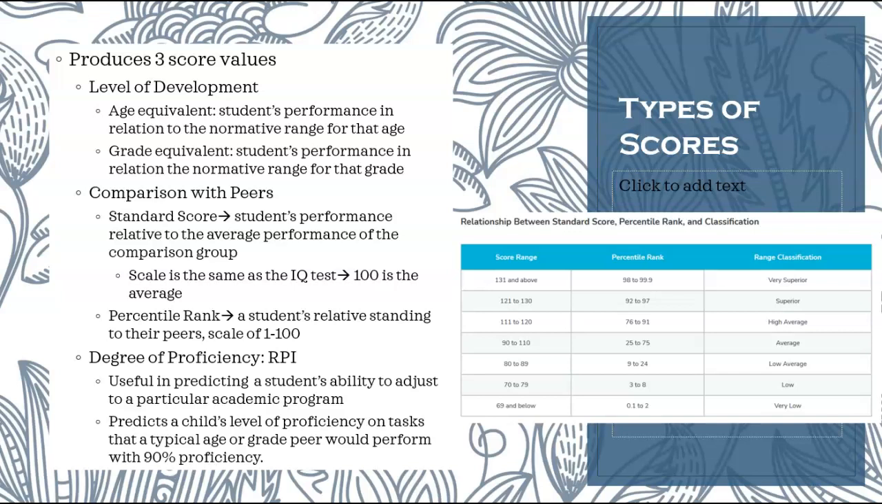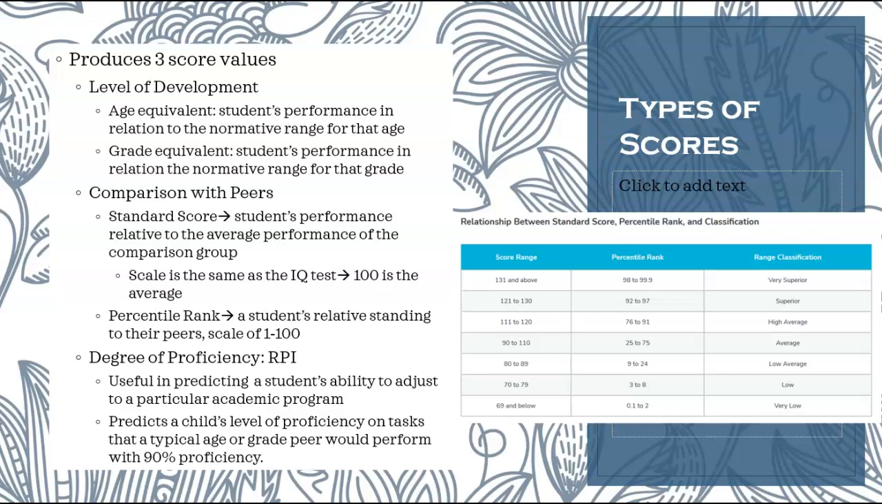The types of scores. So this test produces 3 score values: a level of development, comparison with peers, and degree of proficiency. The level of development focuses on the age equivalency and grade equivalency. So first is a student's performance in relation to the normative range for that age. Are they performing in the norm level for their age? And then are they performing in the norm level for their grade?